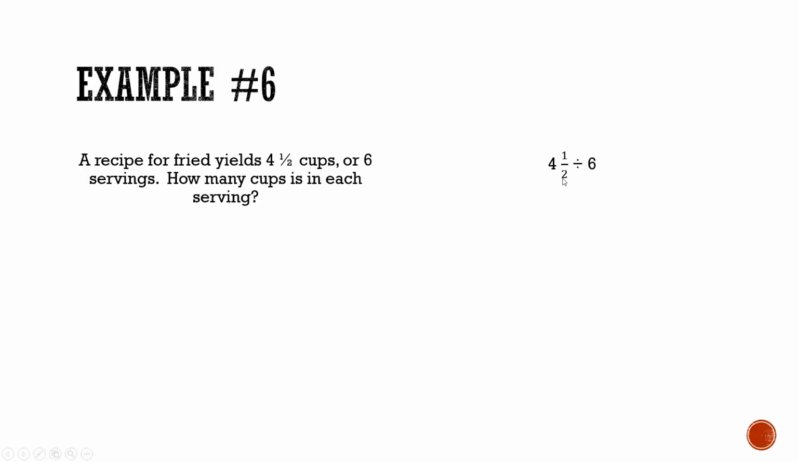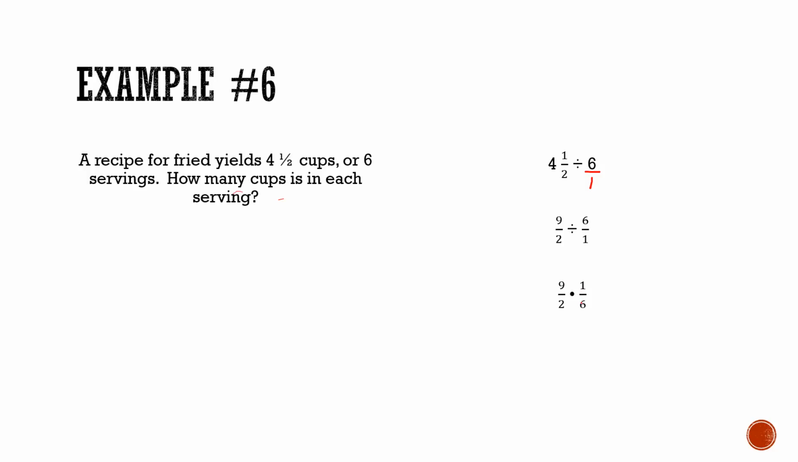First, we need to change it into an improper fraction, and we also know that 6 is going to be over 1. So our improper fraction will be 9 over 2, divided by 6 over 1. We need to multiply by the reciprocal. So 9 over 2 stays the same. Division changes to multiplication. And 6 over 1 becomes 1 over 6.